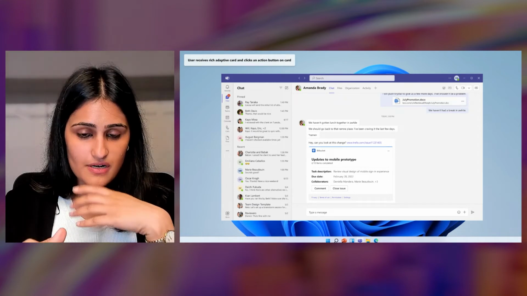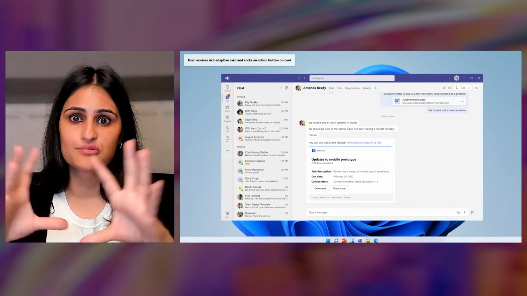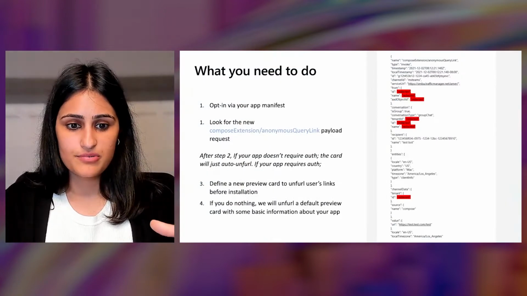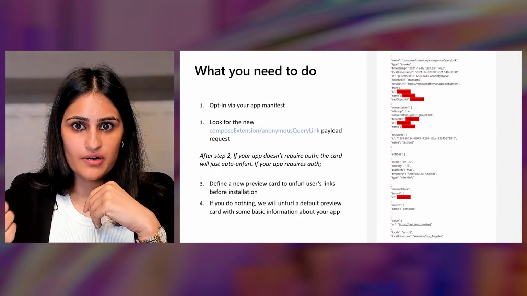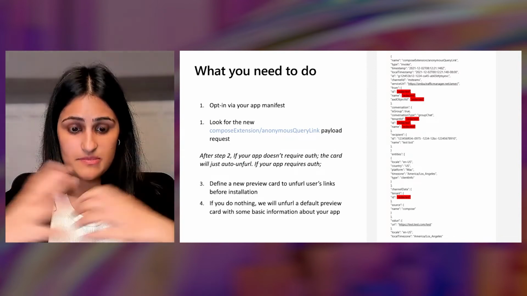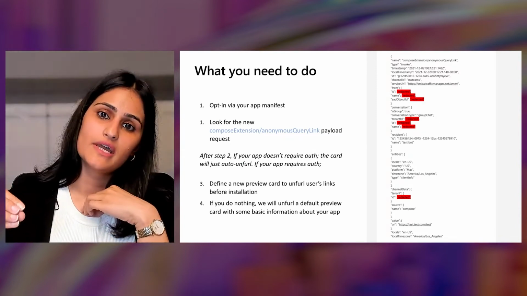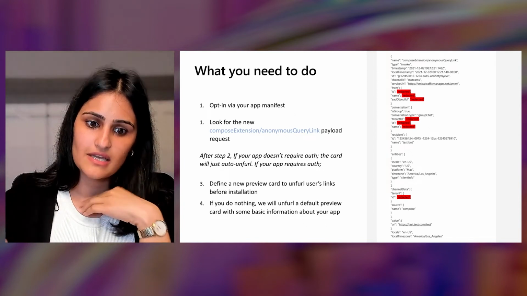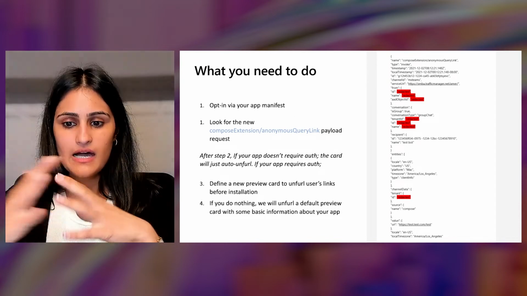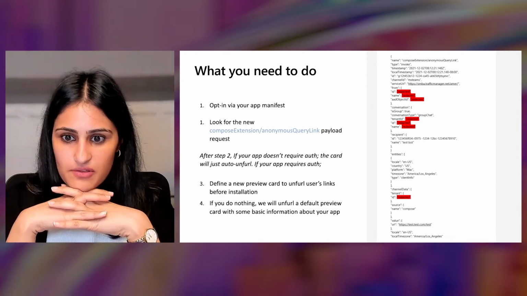But in terms of what you need to do to take advantage of everything that I talked about so far, it's super easy. Opt your app via your app manifest into this experience. Look for a new payload request type. It's called compose extension / anonymous query link. It's going to look like what you see on the right.